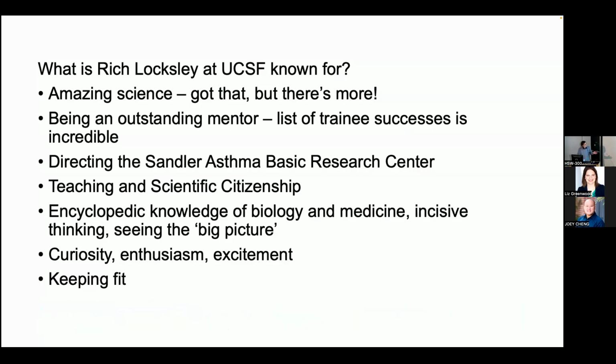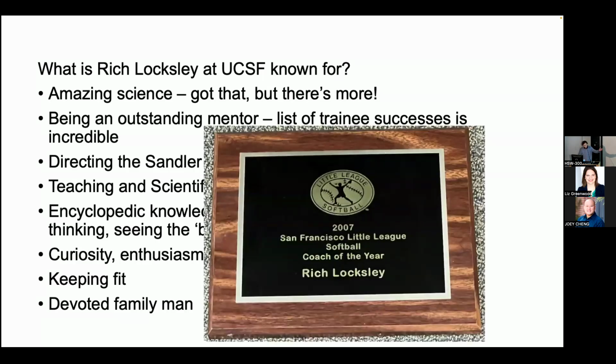And then finally, we know of Rich as a devoted family man. And just one personal recollection is I remember when his girls were small, it wasn't that Rich was just going to the sporting events, but he was coaching them, and not just coaching them, but becoming head coach, up to 2007, that he won the San Francisco Little League Softball Coach of the Year award. And he does tell me that that's the award he's most proud of.